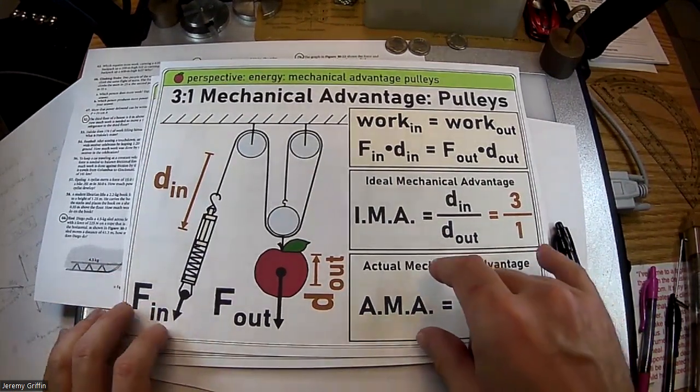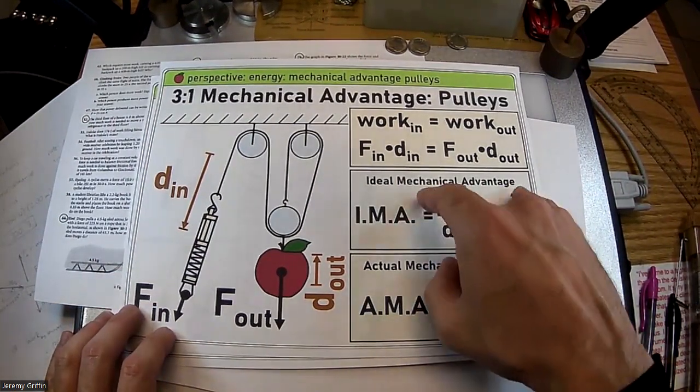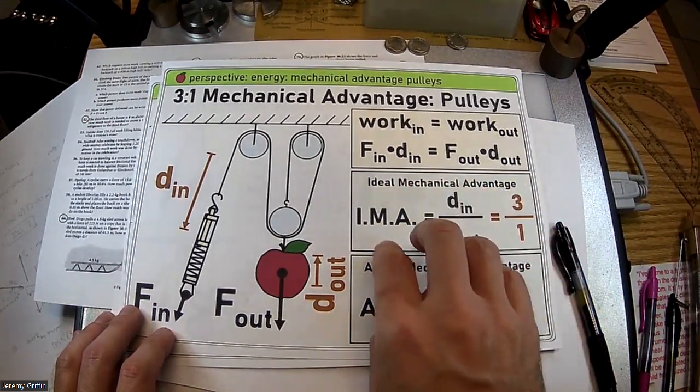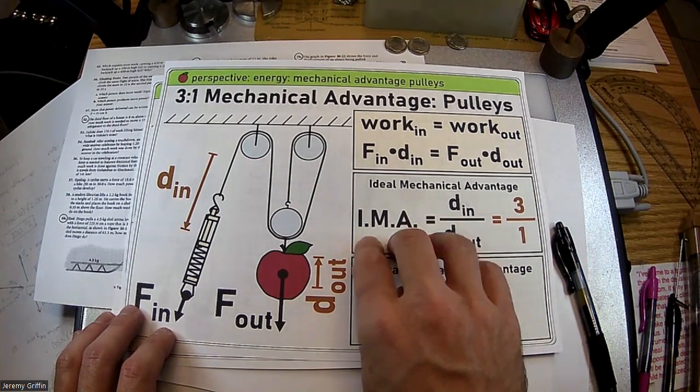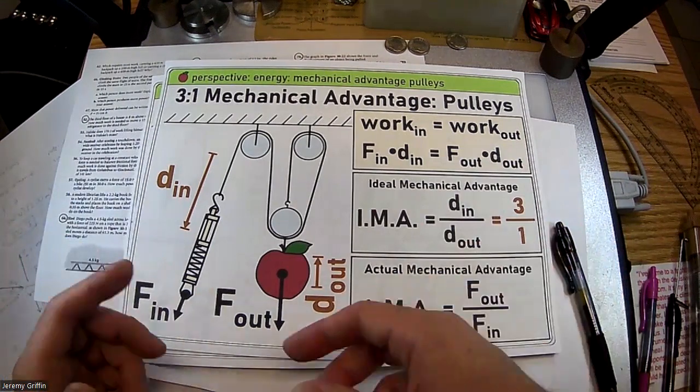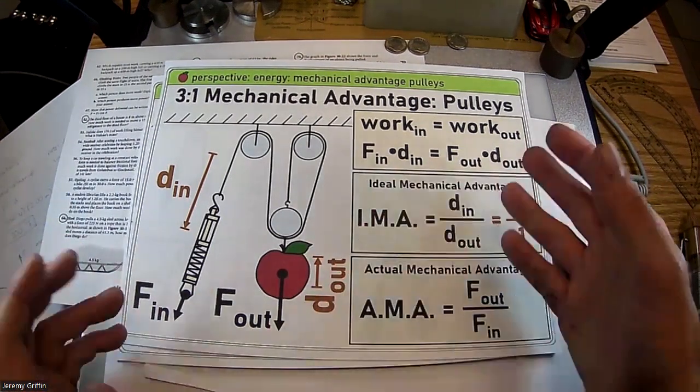Now, how much do you amplify your strength? Well, that's the mechanical advantage. There are actually two different perspectives on mechanical advantage: ideal versus actual. I'll call them IMA and AMA, ideal mechanical advantage and actual mechanical advantage. The ideal comes from the geometry of the system. If there's no frictional loss, what's the maximum you could possibly get out of this?